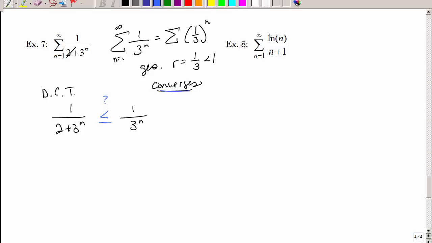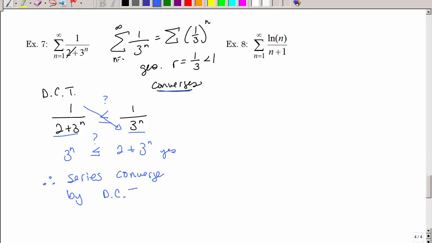Is that true? Well, you should see that definitely is true because this denominator is bigger than that one, and if the denominator is bigger, then the fraction is smaller. But if you're not sure, you can cross multiply. You just have to keep that in order. So that's 3 to the n. Is that smaller than 2 plus 3 to the n? Yes, that's true. So we can say, therefore, the series does converge by the direct comparison test. A little bit different.